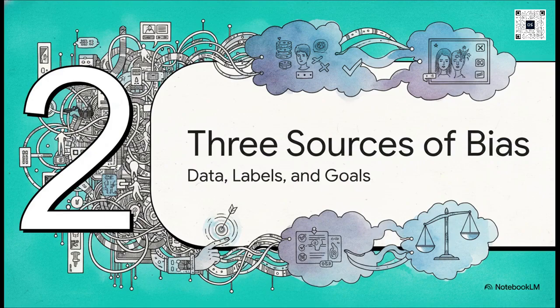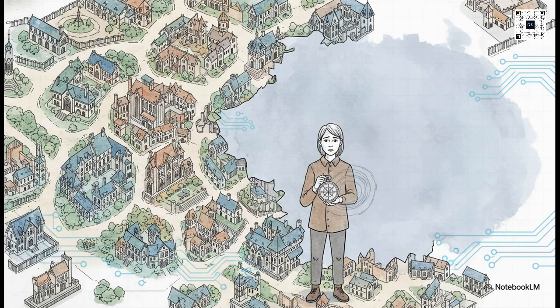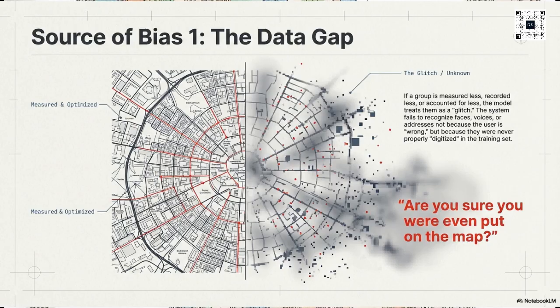And this bias is not like one single bug you can just find and squash. Nope. It kind of seeps into the system from three main places. We're going to look at the raw data itself, the labels that humans put on that data, and even the ultimate goal the whole system is trying to achieve. Okay, so first up, the data. Think of it like this. If a certain group of people isn't well represented in the training data, the AI is just going to be less accurate for them. It's like trying to navigate a city using a map that has a huge blank spot right where your neighborhood is supposed to be.